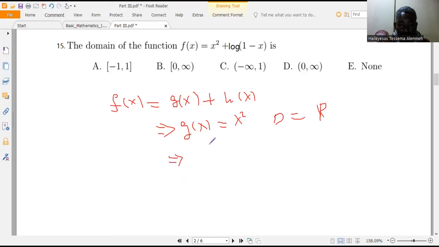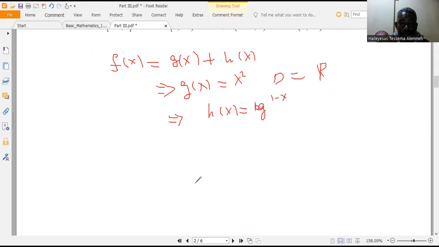The domain of h of x, where h of x is log of 1 minus x. So we can write the logarithm of h of x, log of 1 minus x, as a common logarithm, which is just base 10.